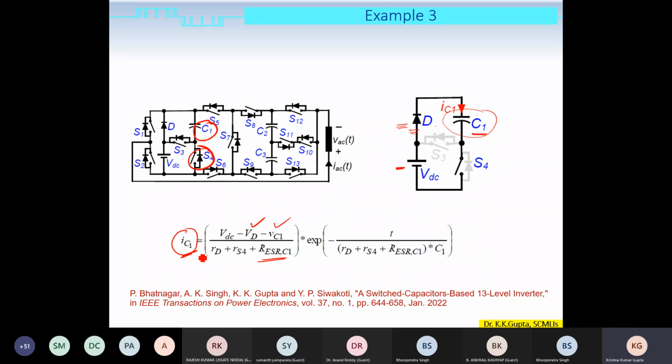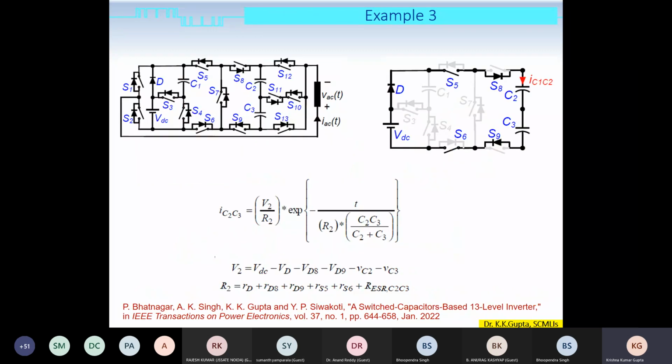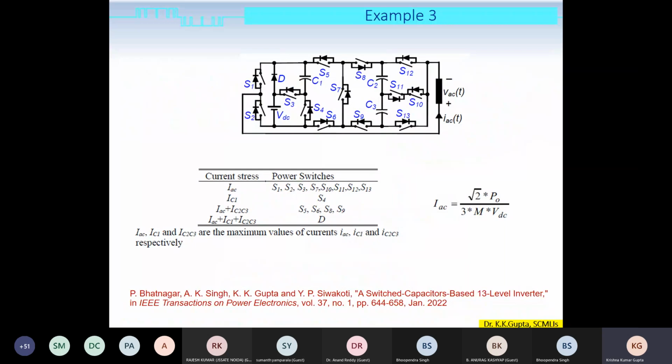But here the maximum value of this current is important. Similarly, whenever the series combination of C2 and C3 comes in parallel with VDC, again this is an RC circuit and we can calculate this current. Based on these calculations, we can calculate the current stress in different power switches. Now this is important here.